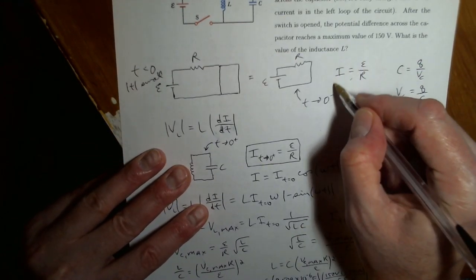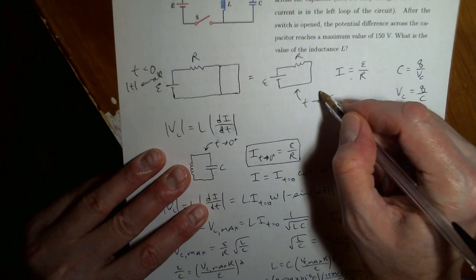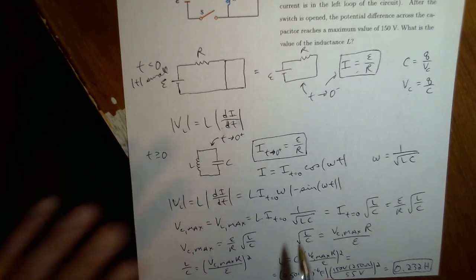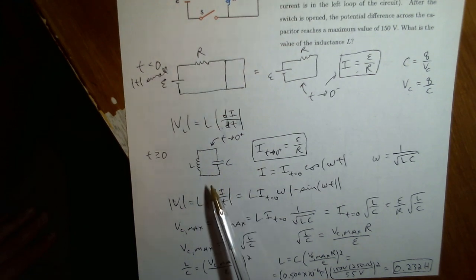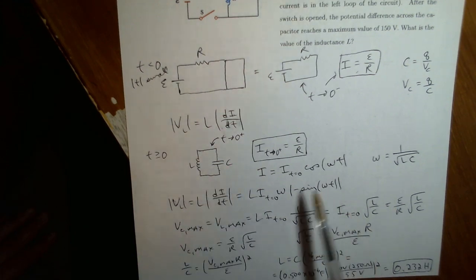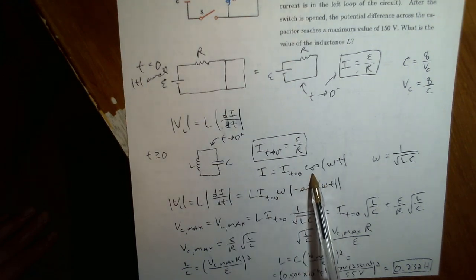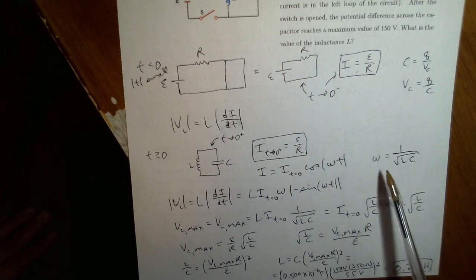Because as time went to 0 minus, that was the current, and the inductor strives to maintain the current. And then from there, it's just analysis of an LC circuit, remembering the functional form of the current and the angular frequency.